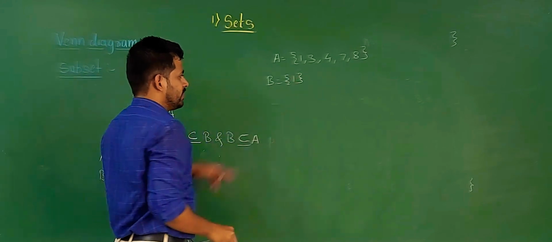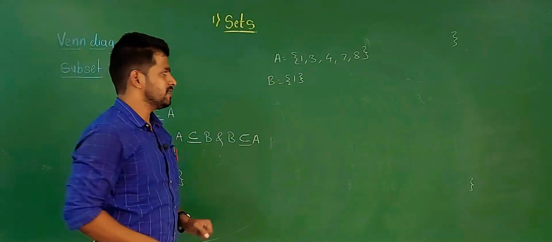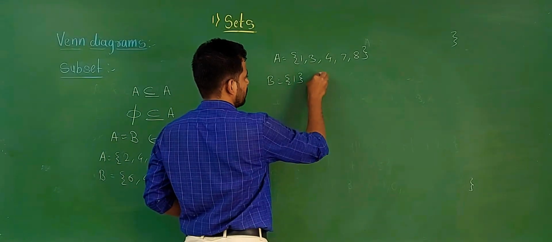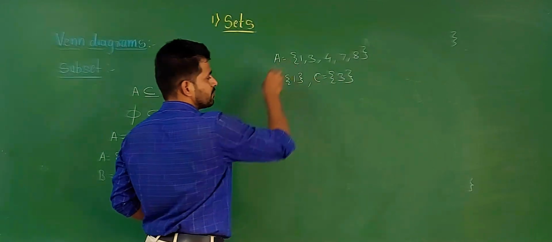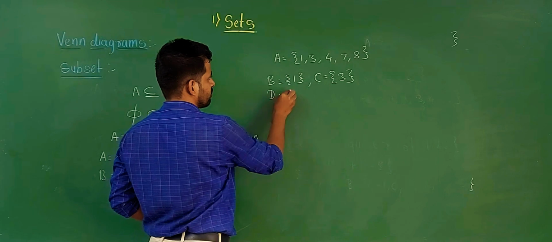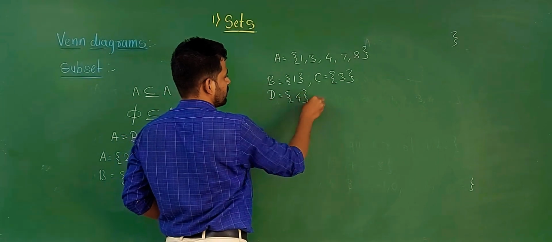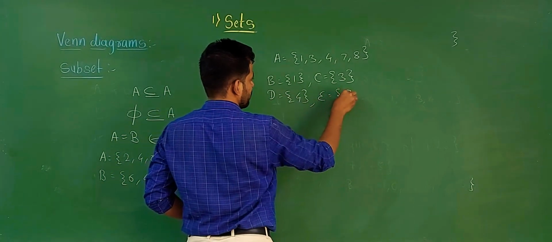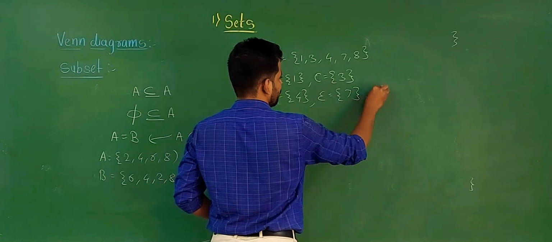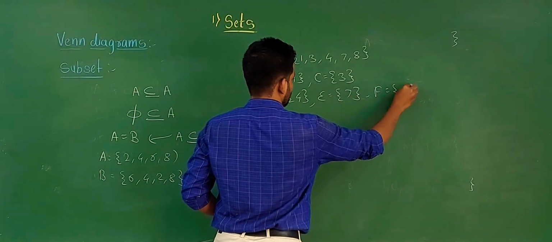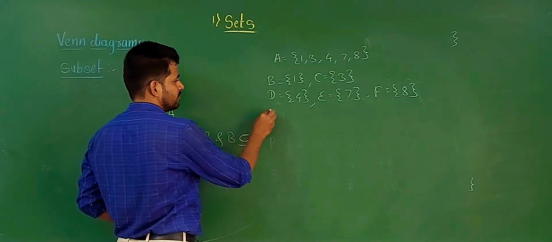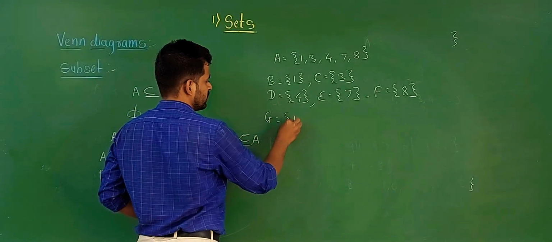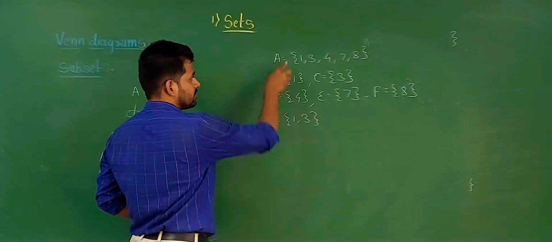1, B is a subset of A because 1 is present. Then suppose B, C, that is 3, C is a subset of A. D, 4, E, that is 7. Then F, they are also subsets of A. Also we take another E, F, G, that is 1, 3, it is a subset of A.